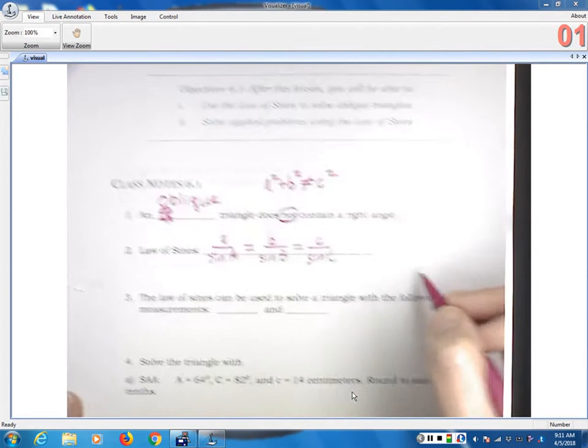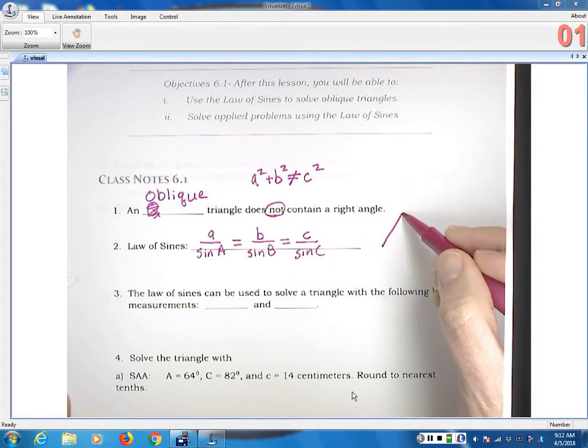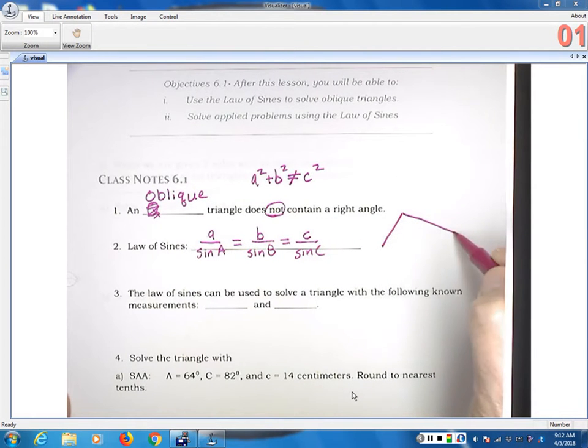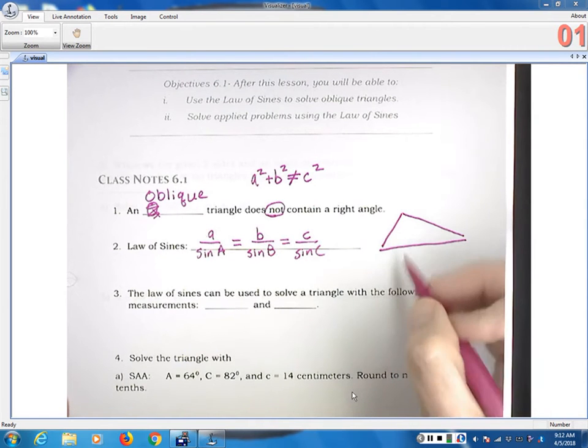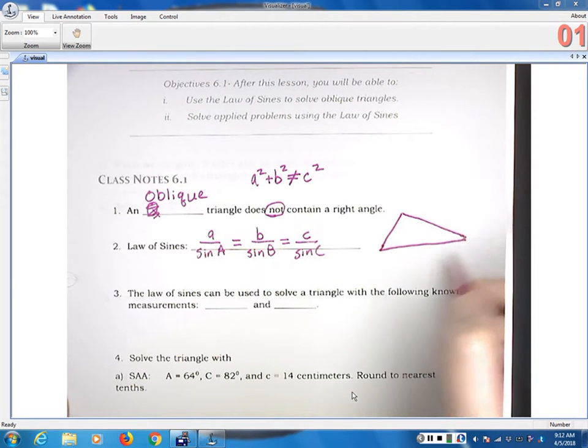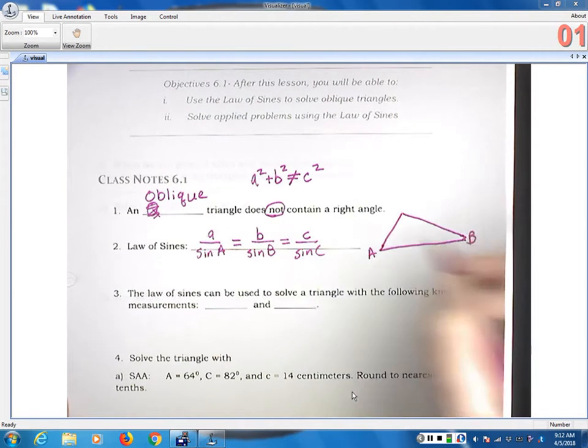And if I draw a picture, this is a triangle. I'm trying to make it not look like it's right. It's hard for me to draw a triangle that's not right. That looks like a right angle. It's not, okay? It's not a right angle. I don't know why it's hard for me to draw a triangle.